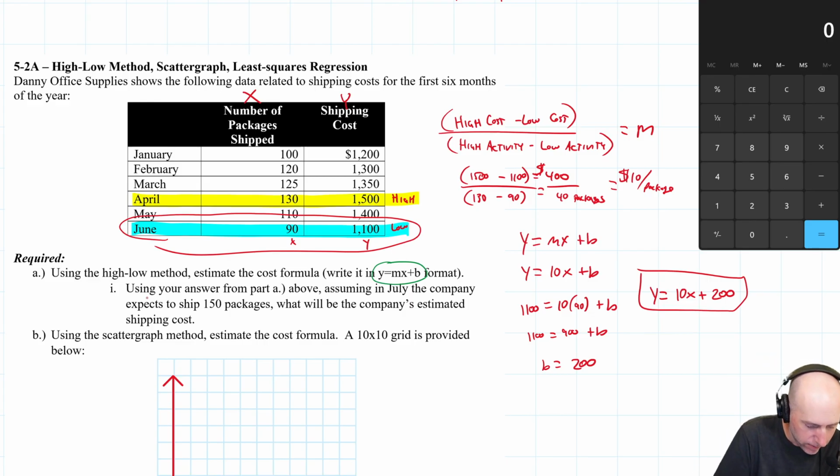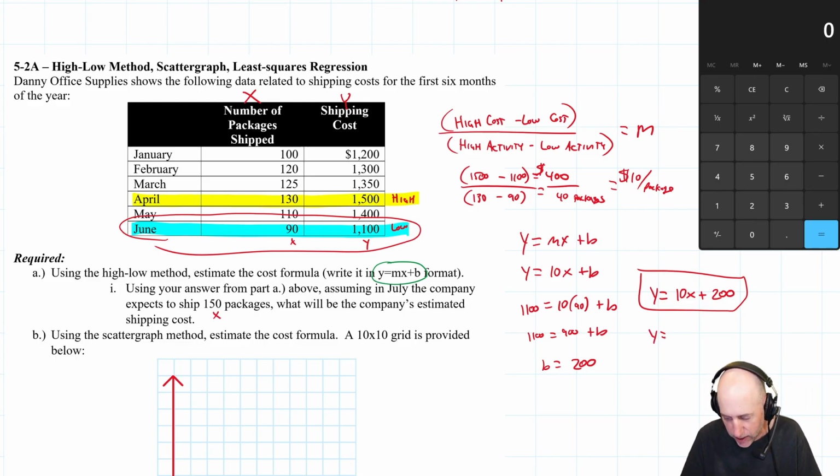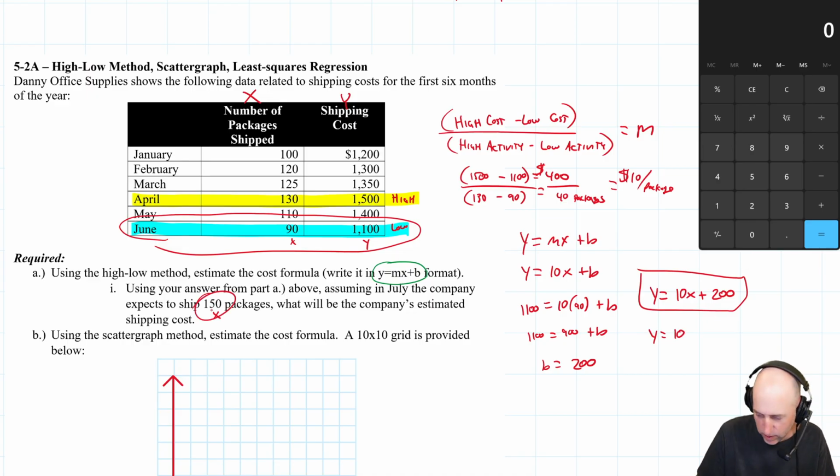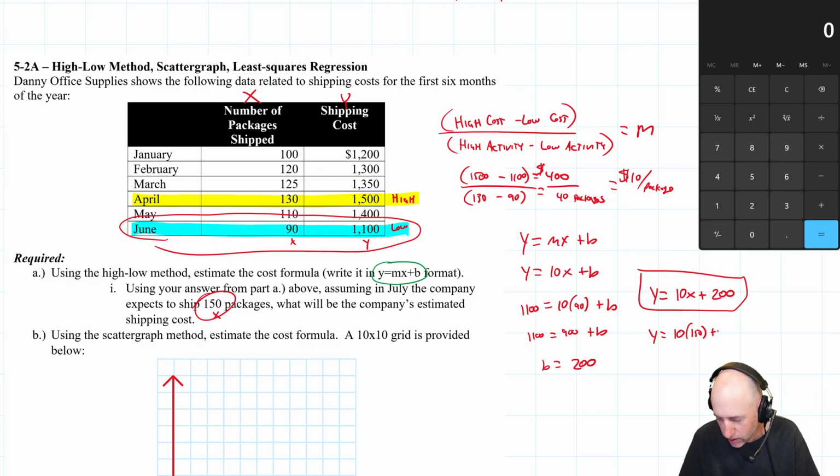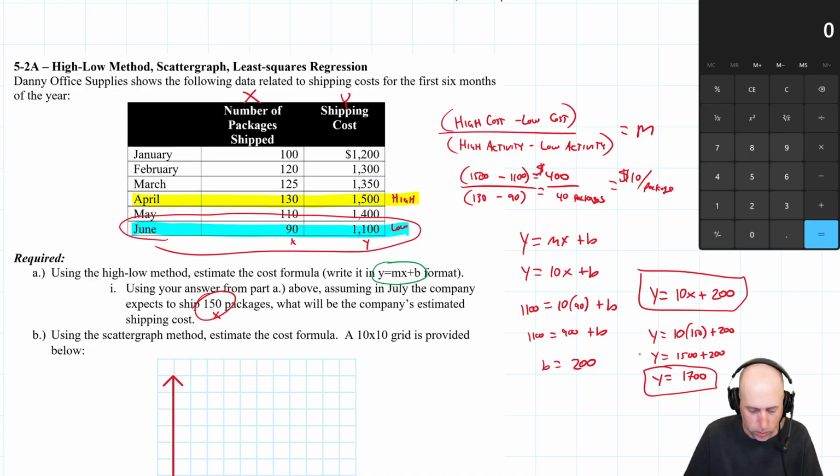Okay, moving on to part I. Using your answer from part A above, assuming in July the company expects to ship 150 packages, what will the cost be? So this is X, the activity level. We have our cost formula, Y equals 10X plus 200. So Y equals 10 times 150 in July, plus 200. Y equals 1500 plus 200, Y equals 1700. That's my answer to part I. So we've answered A, and we've answered that subpart I.